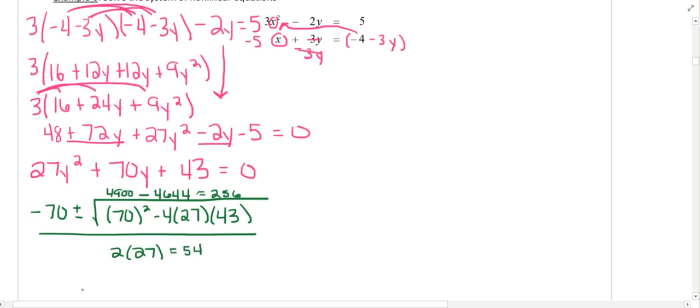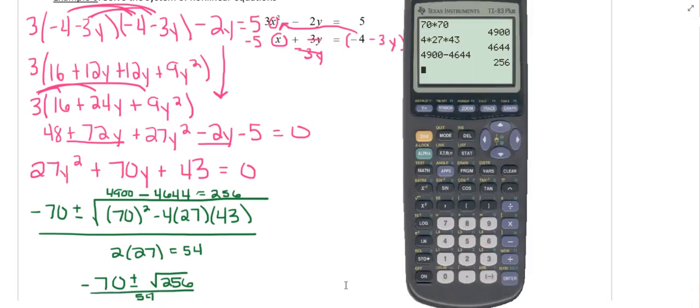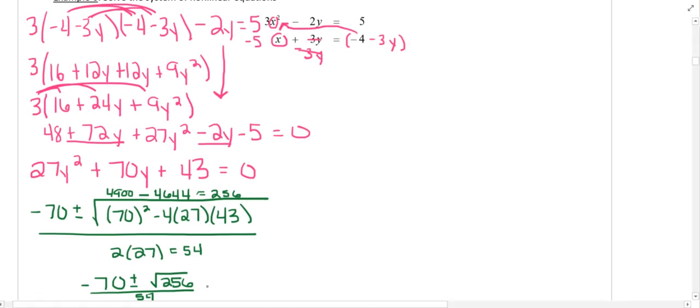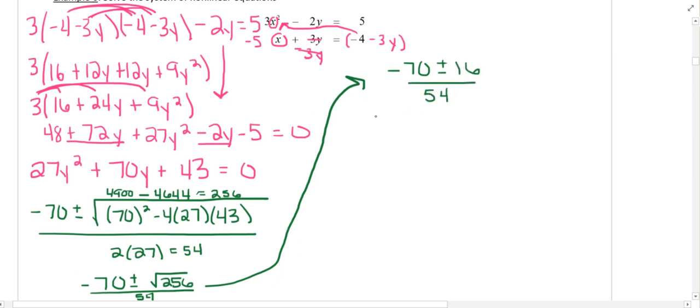So if we take this and simplify it, we've got negative 70 plus or minus the square root of 256 over 54. Now let's go ahead and see what the square root of 256 is. And that's a whole number, 16. So this is going to be negative 70 plus or minus 16 over 54. And then we will break that into two equations. So negative 70 plus 16 over 54. That's going to give us negative 54 over 54. So that's negative 1.